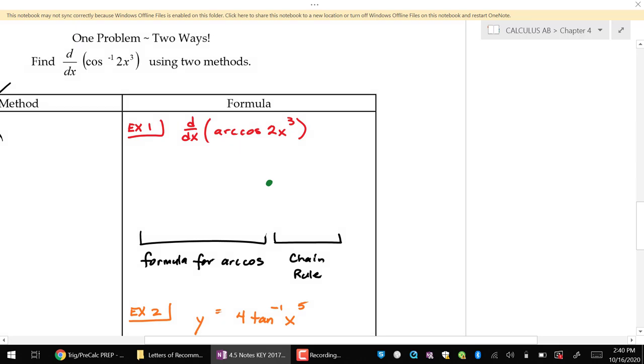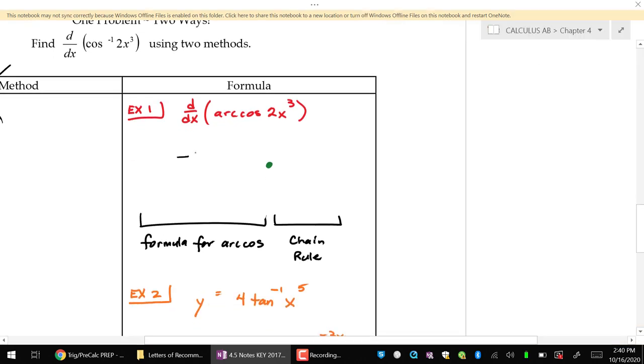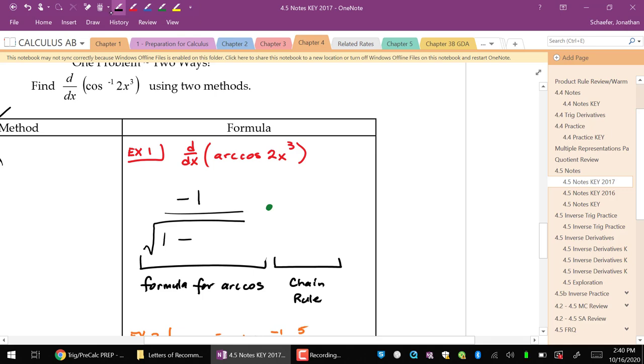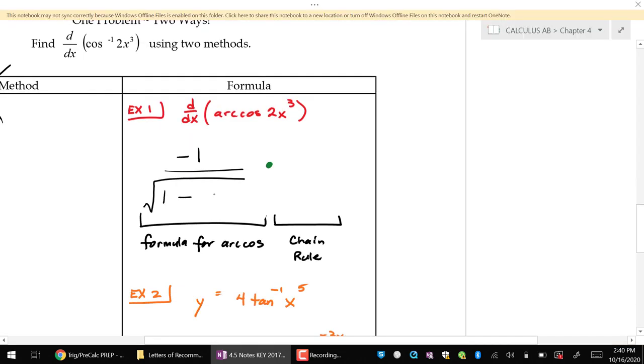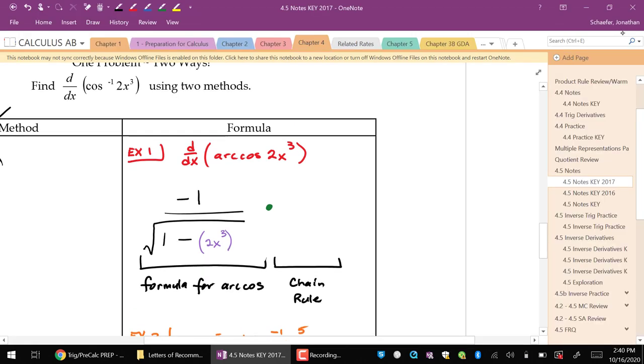So let's begin with this one right here. It says, what is the derivative of inverse cosine or arccosine of 2x to the third? So in red, I have here example 1. What is the derivative of arccosine 2x to the third? Well, the formula for arccosine is negative 1 over the square root of 1 minus, and then it's the argument squared. So the argument, which is the expression in the parentheses right here for the cosine, would be 2x cubed. And all of that is going to be squared.